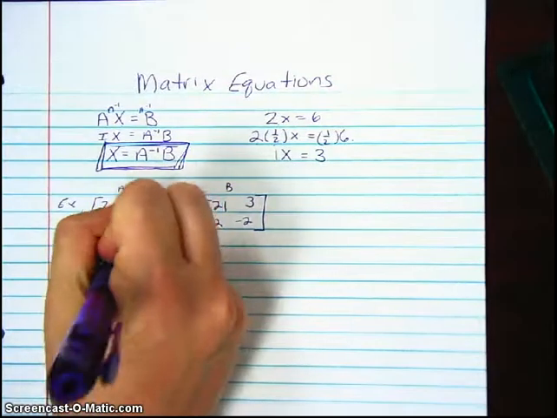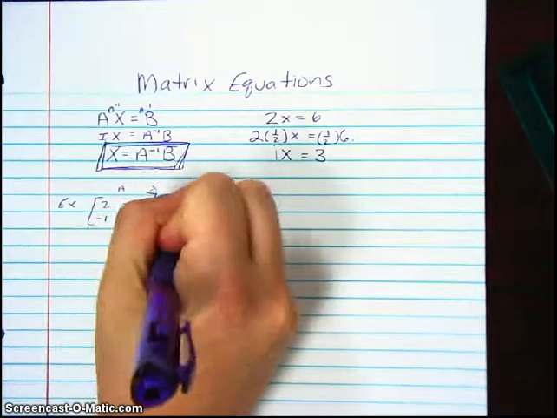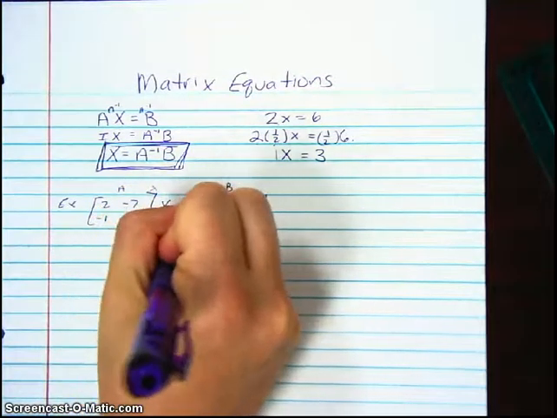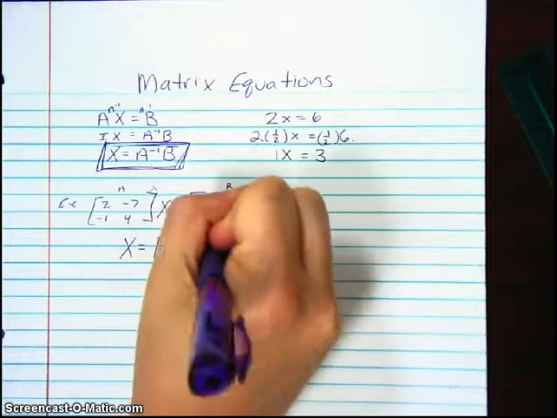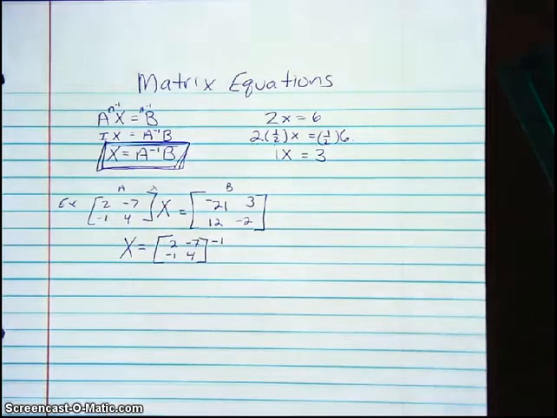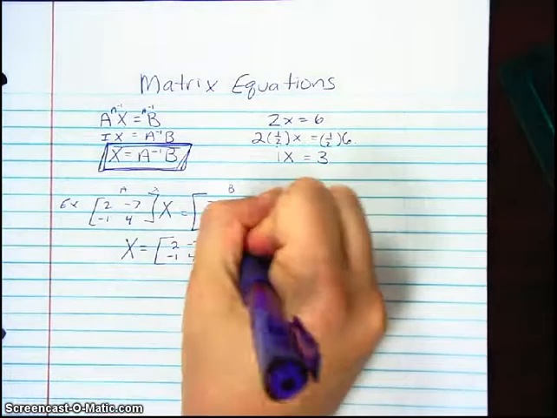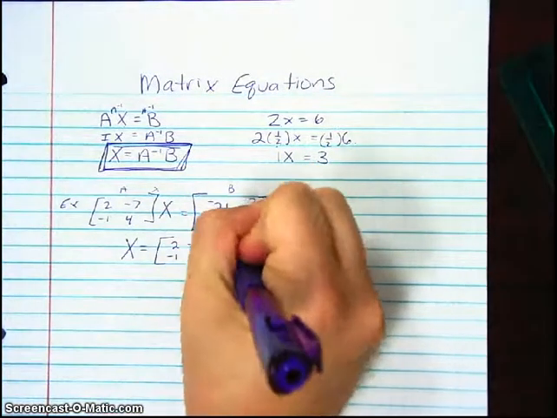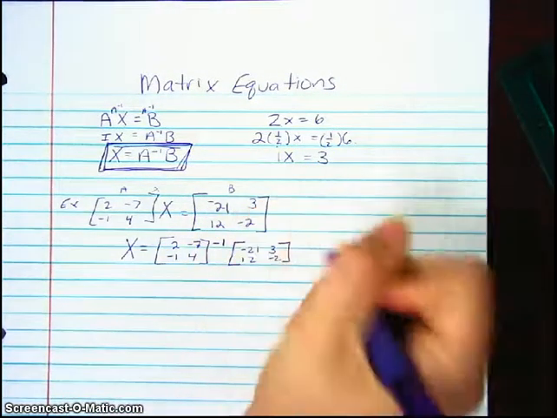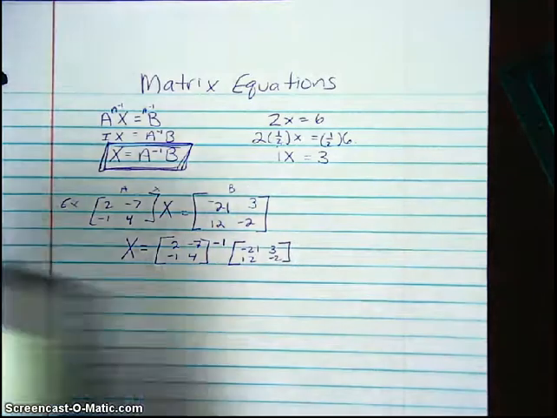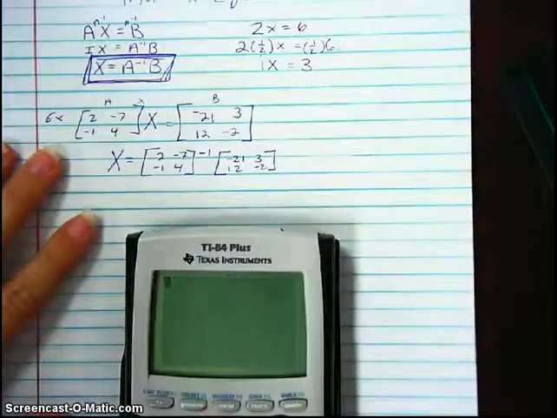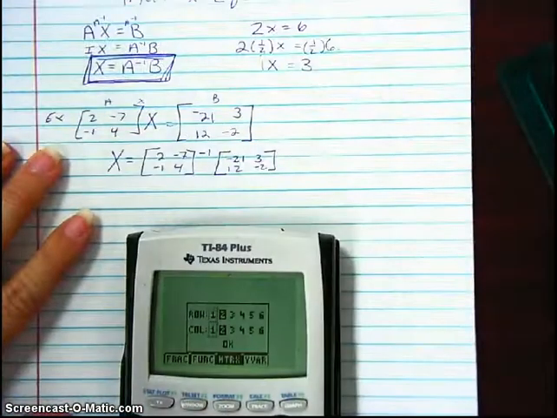So we know matrix X will be equal to A, 2, -7, -1, 4, inverse. So the inverse of A. The -1 as an exponent denotes inverse. So A inverse times matrix B, which is -21, 3, 12, -2. We're going to type that into our calculator to see what our X matrix would be. So we'll hit alpha zoom. This is a 2 by 2.